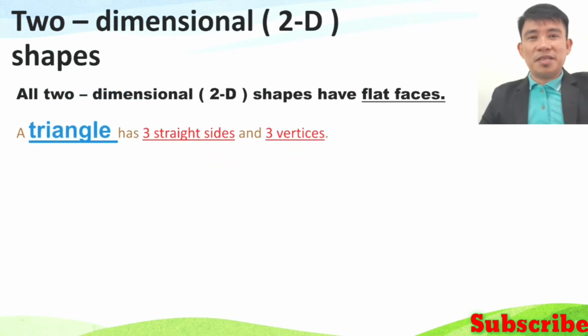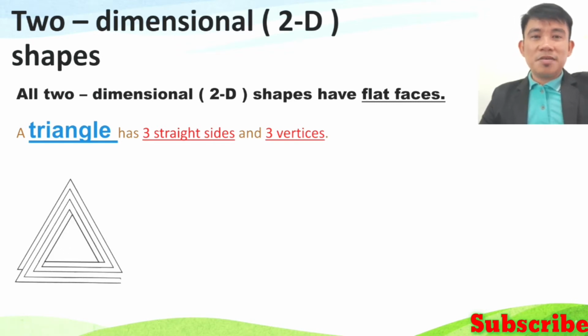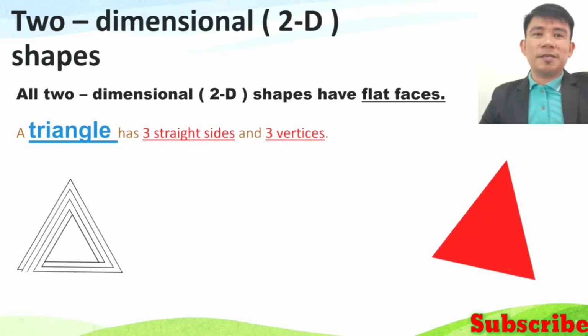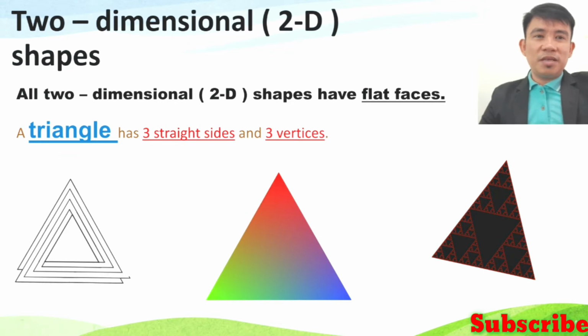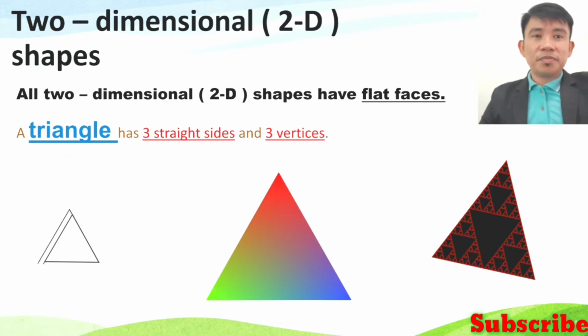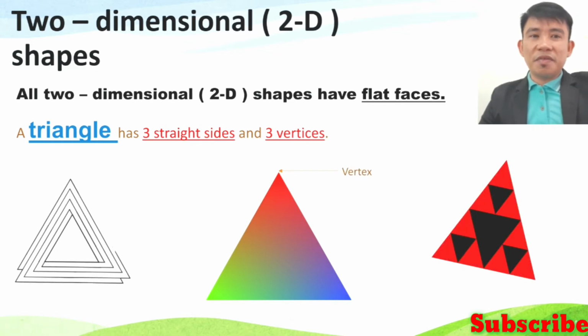Okay, flat faces. Let's say for example a triangle. A triangle has three straight sides, and three vertices. Let's try to identify them. Okay, so I'll put a picture here. This one. What do you call this part? That one that has an arrow. That is called a vertex.